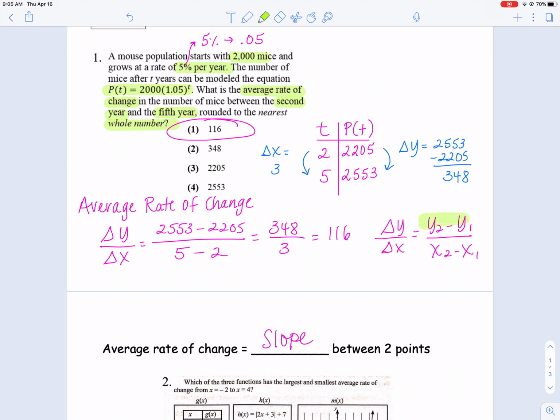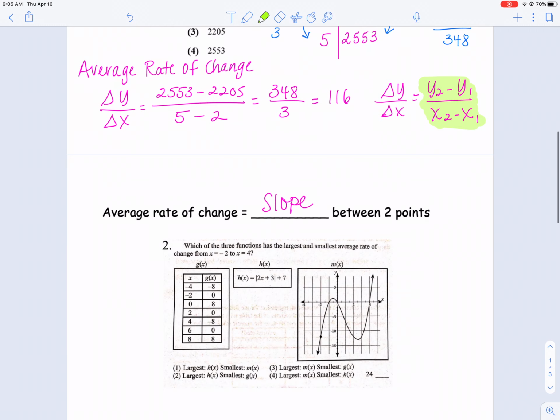That's all you're going to be using. And when they do x2 and y2, just understand, if you pick the second y value first, you just got to pick the second x value first. So I'll go through a few with you guys.